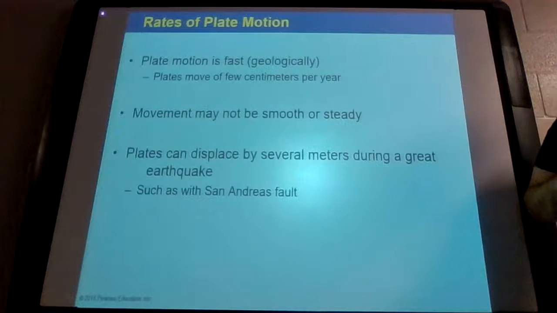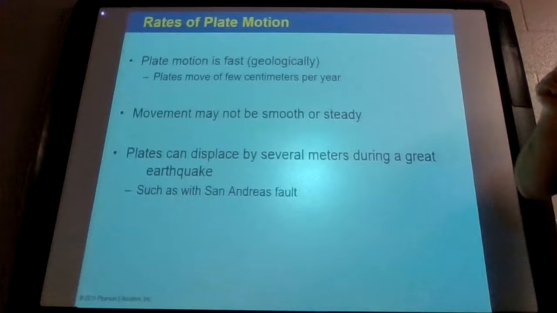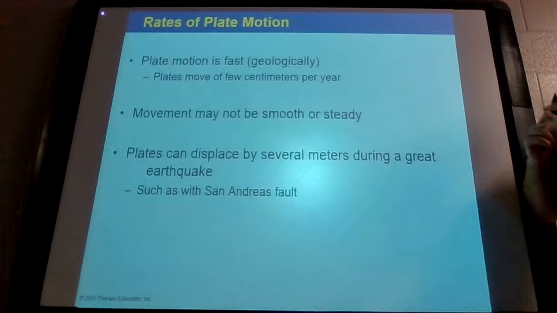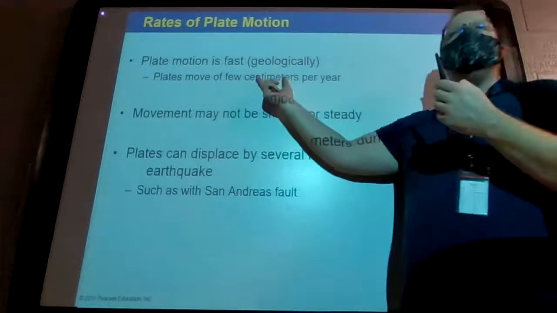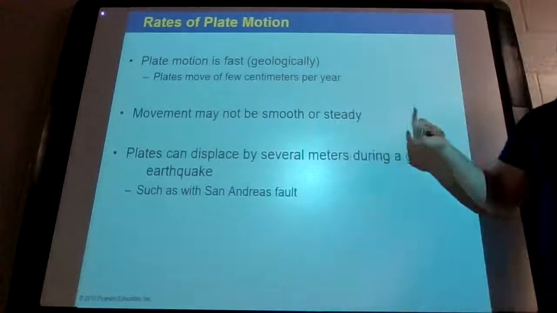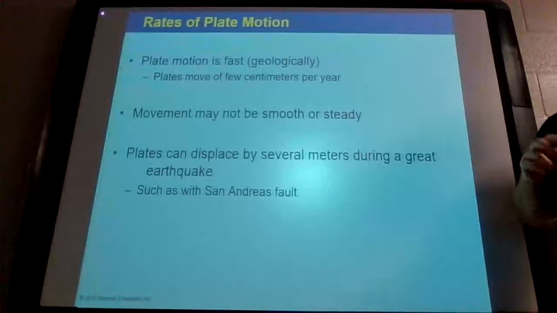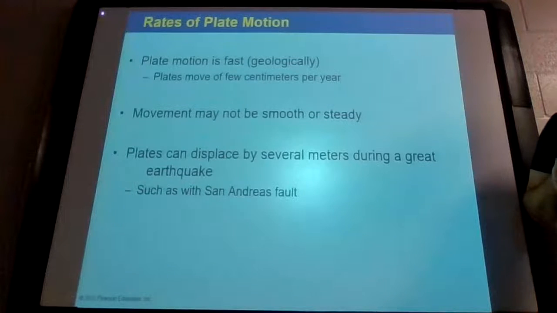How fast do plates move? Just remember they grow about as fast as your fingernails do. So in a year, maybe just a couple centimeters of growth. Not that much. Same thing with the plates. They move about a few centimeters per year. The slow ones are maybe 2 or 3 centimeters per year. The fast ones are like 12, 15 centimeters per year, but still not super duper fast.